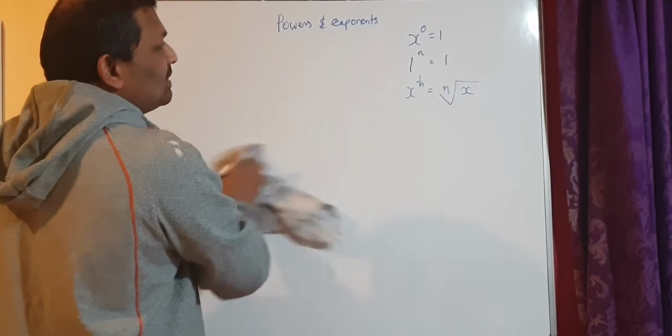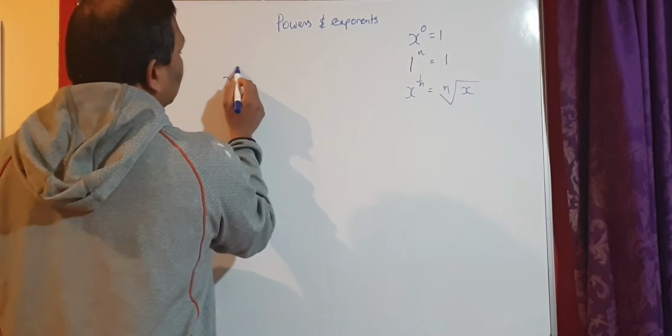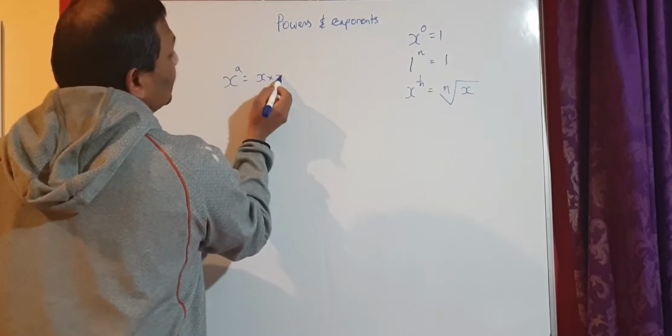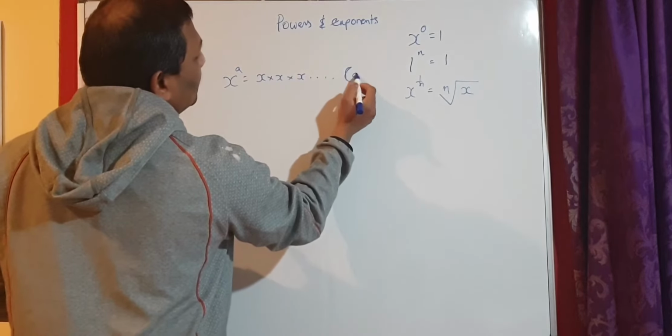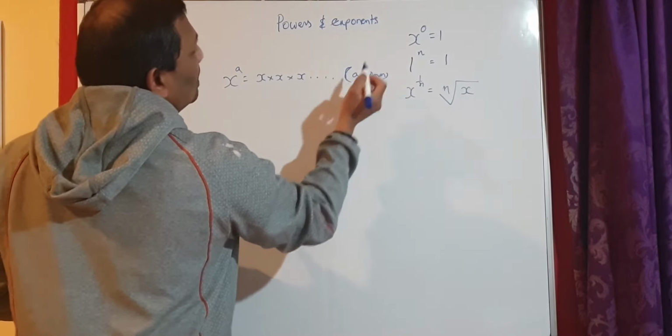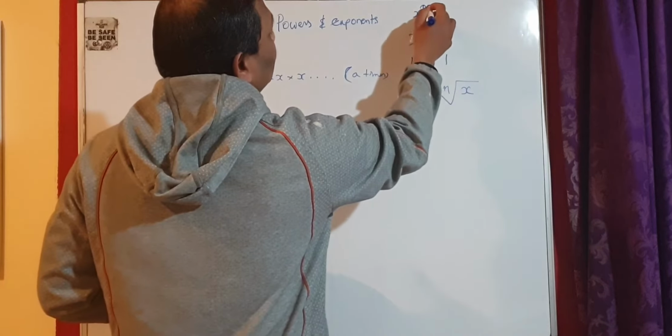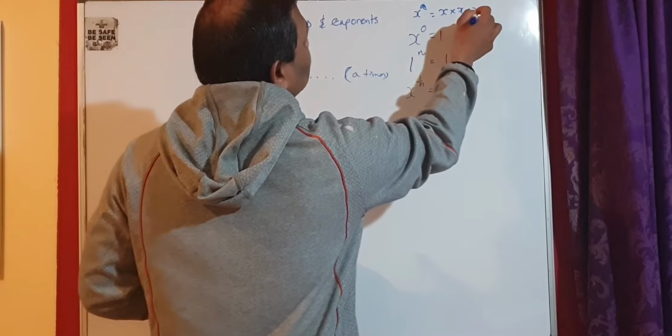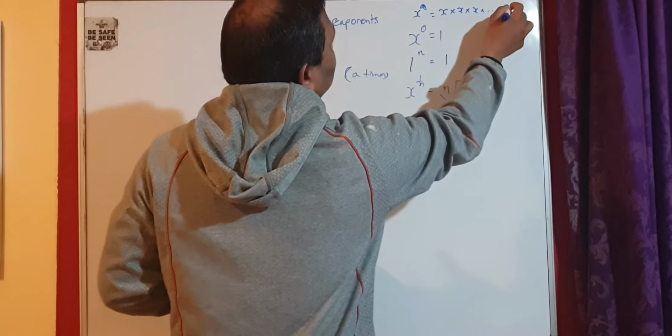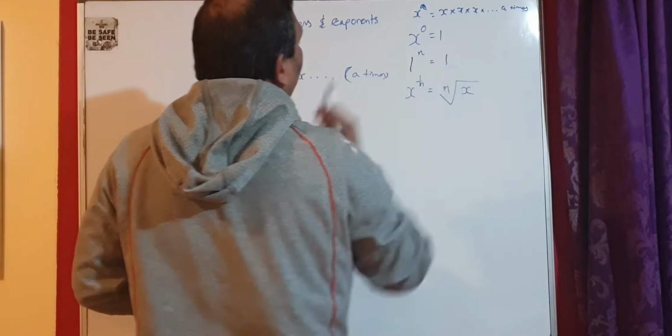The very first thing that we learned is x to the power of a is equal to x into x into x, like this, a number of times, a times. So I am also putting this one here: x to the power of a is equal to x into x into x, like this, a times.